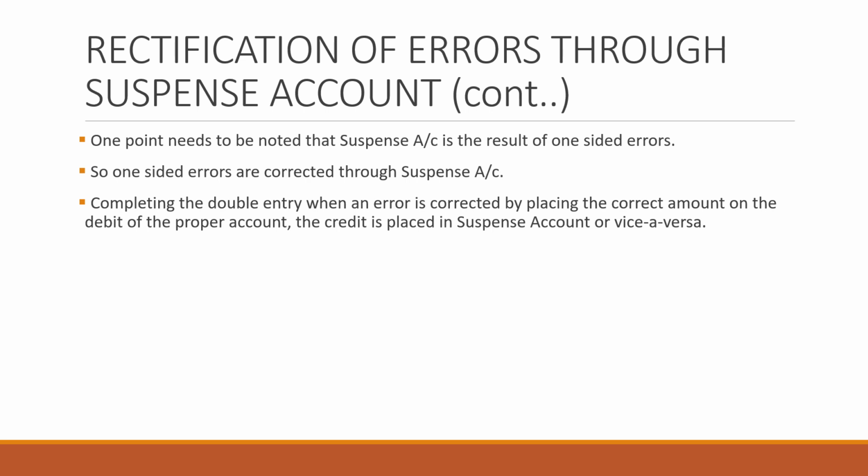So one point to note is that the suspense account is a result of one-sided errors, errors that took place in one ledger. So one-sided errors are corrected through the suspense account. In order to complete the double entry, when the error occurs on only one account, to rectify it the corresponding entry goes to the suspense account.